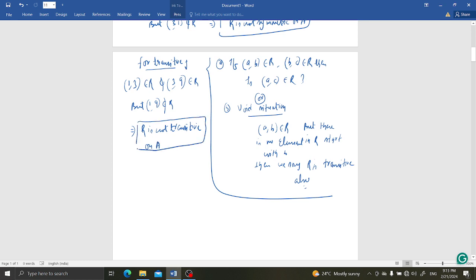So this implies R is neither reflexive, nor symmetric, nor transitive on A.